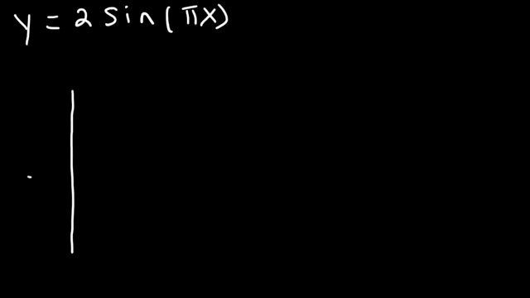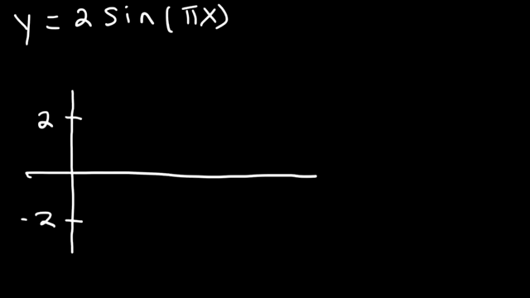Now let's work on another problem. Let's say that y is equal to 2 sine pi x. So this time, the period is no longer 2 pi. There's no vertical shift, so d is 0. So 0 is going to be the center line. The amplitude is 2. So it's going to vary between 2 and -2. So that's going to be the range, from -2 to 2.